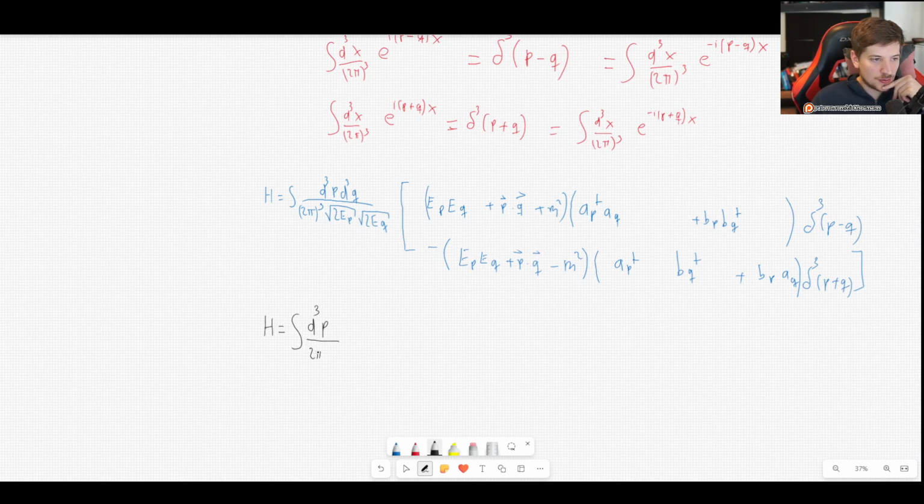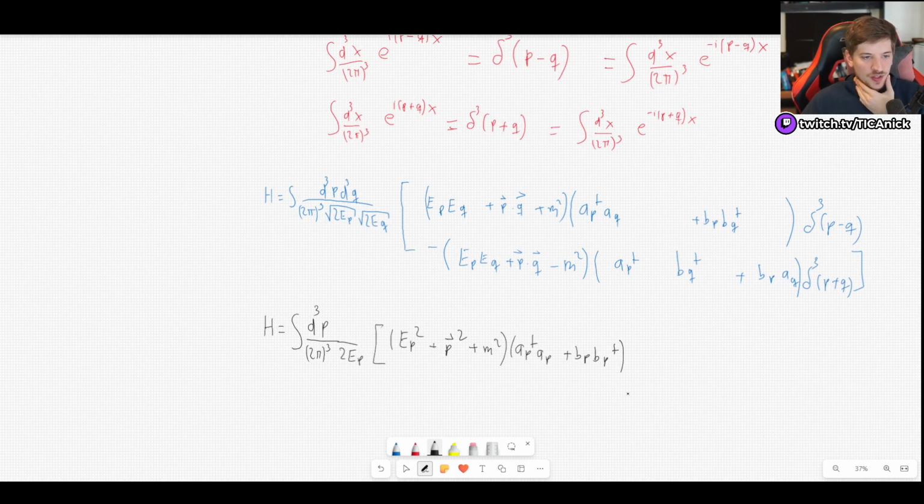Then we have, well, 2 pi cubed, that hasn't changed. And now we have the same thing. So the square root goes away, 2Ep. I'm going to stick to p for now. You could choose q if you want. Then we have Ep squared plus p dot p, so that's simply p squared, plus m squared. And here we have ap dagger ap plus bp bp dagger.